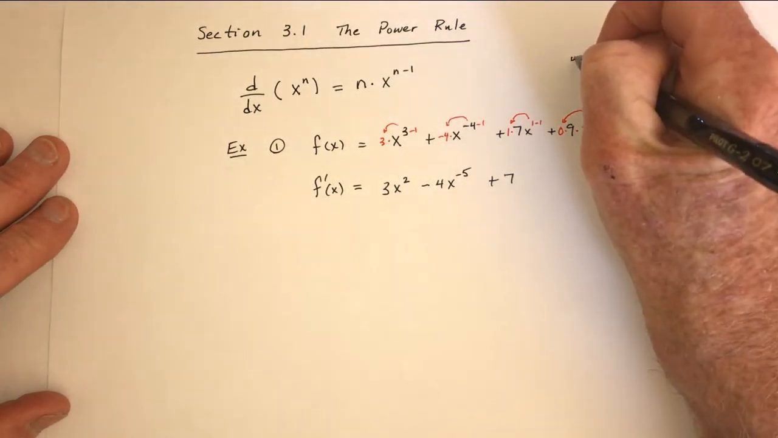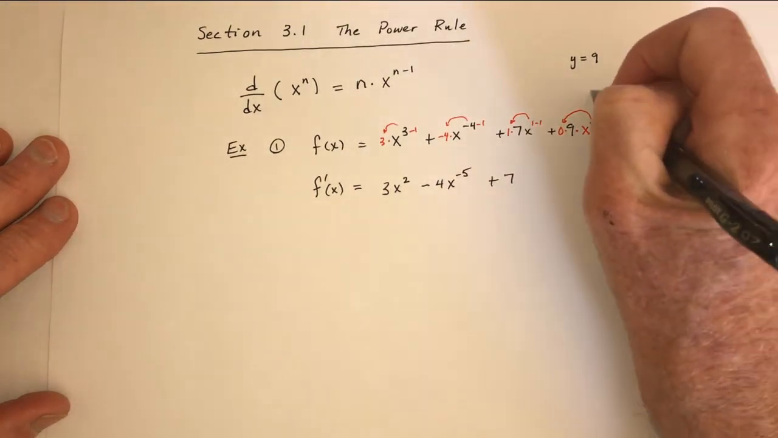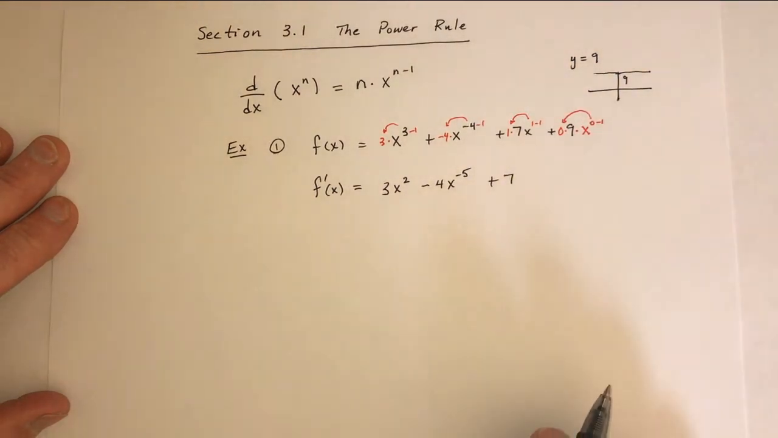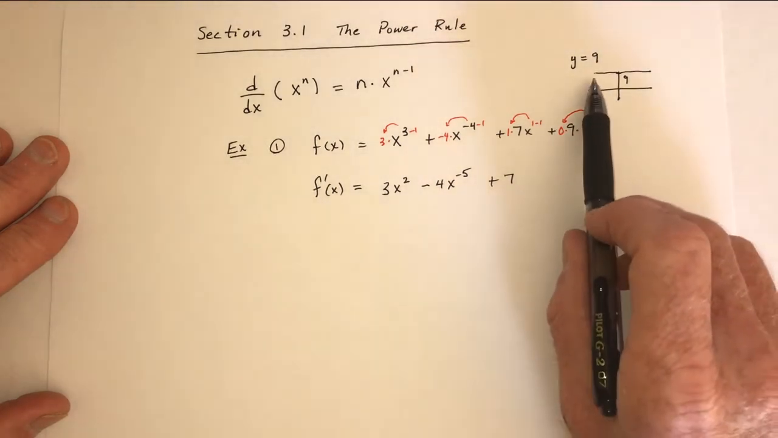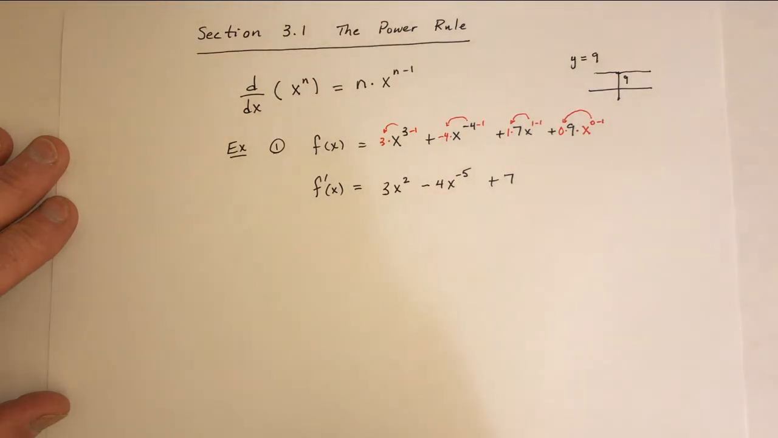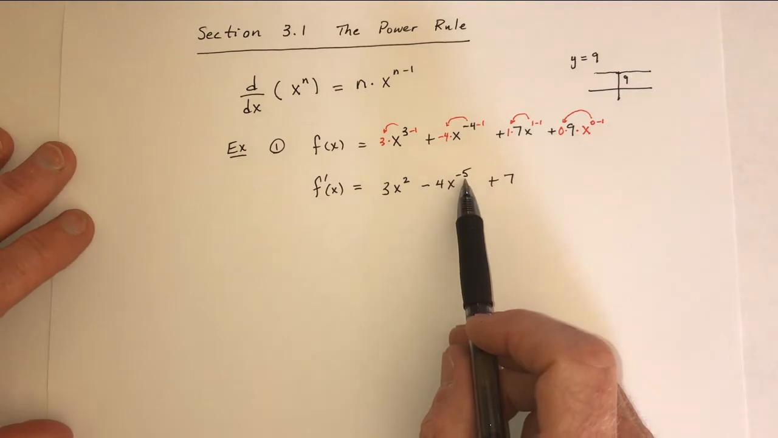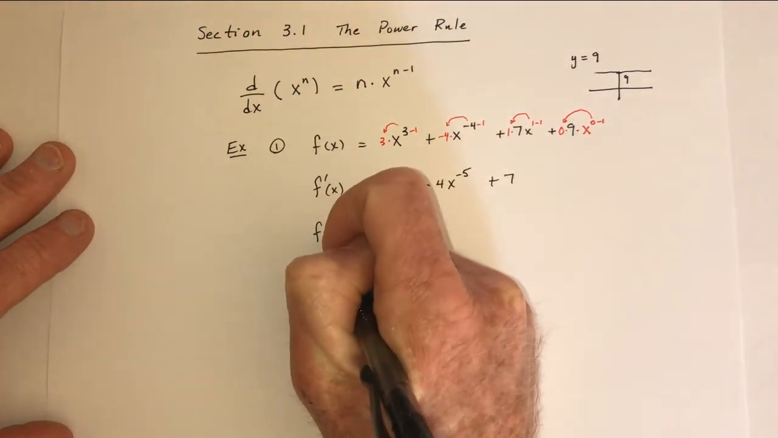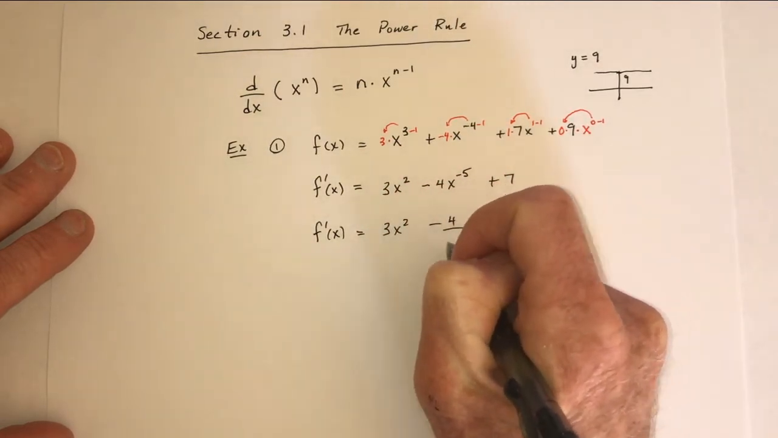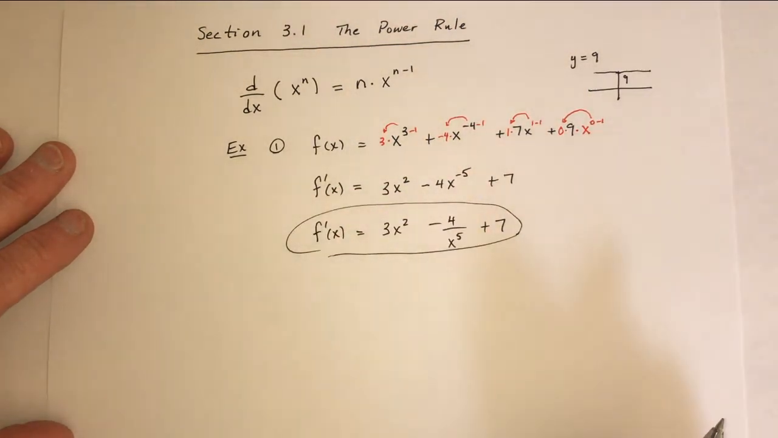Another way to look at it is, if it was just the function y equals 9, that is a horizontal line where y equals 9. And the derivative tells you the slope. The slope of this line is 0. So the derivative of 9 is 0. Now one last thing is, I don't really like negative exponents, so I'm going to rewrite this one. So the derivative is equal to 3x squared minus 4 over x to the 5 plus 7. That looks much better to me.